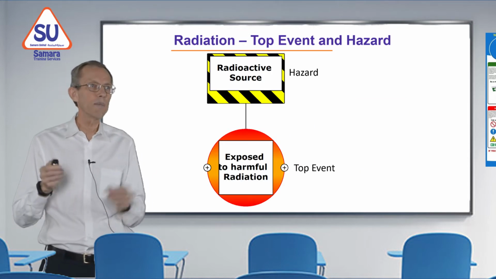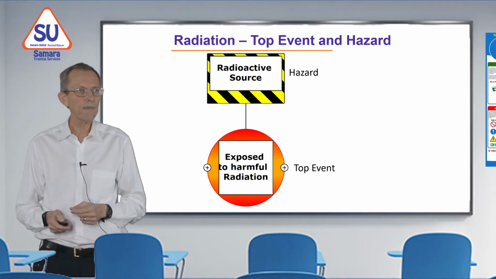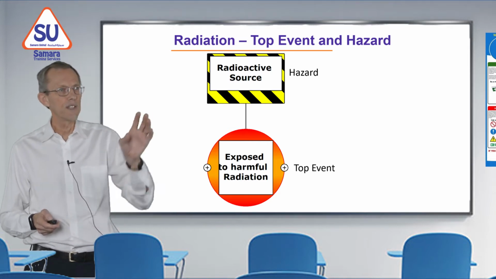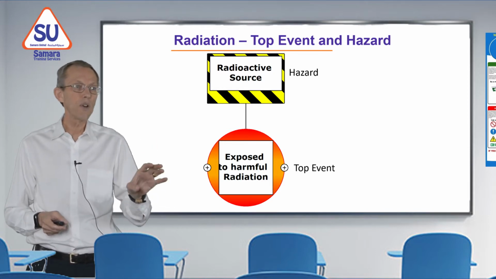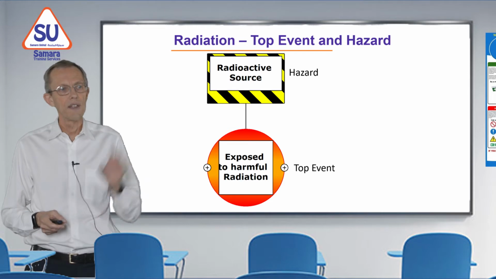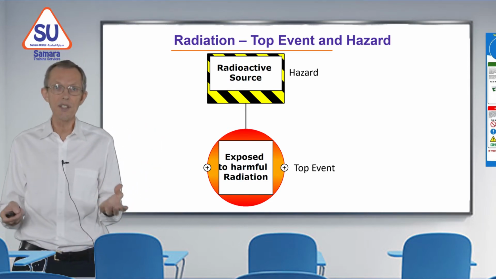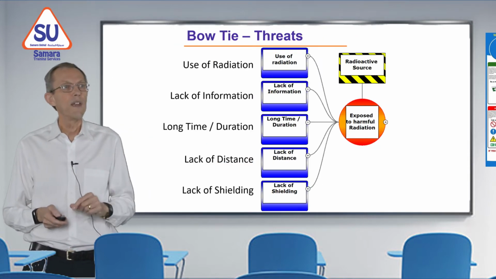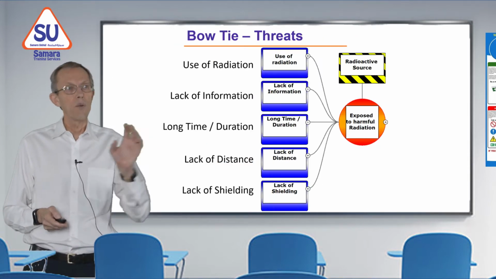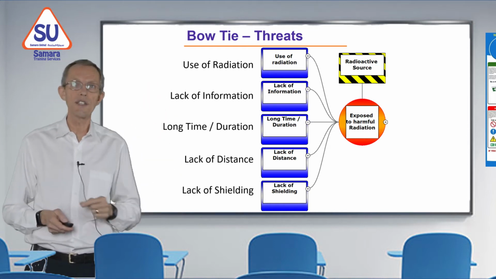Let's move on to think about this and apply it to radiation. So our hazard is the radiation source, and the top event is exposure to harmful radiation. So if we're exposed to radiation, it's potentially carcinogenic, potentially it can cause cancer. So, what are we going to do? Well, in this case, we've introduced 5 threats that we're going to try to manage.